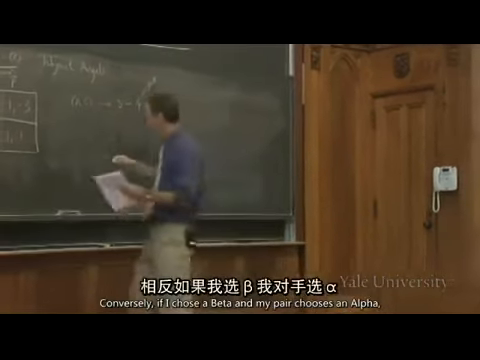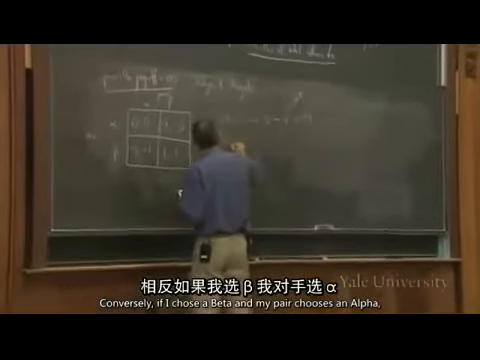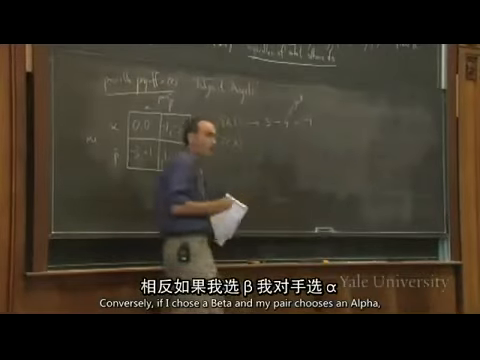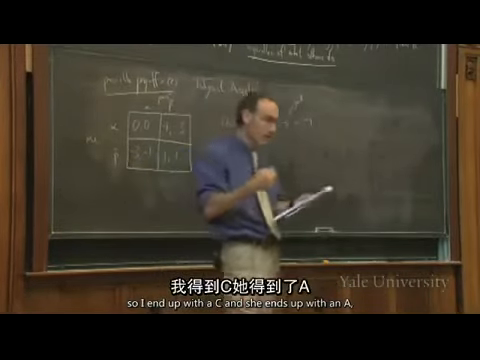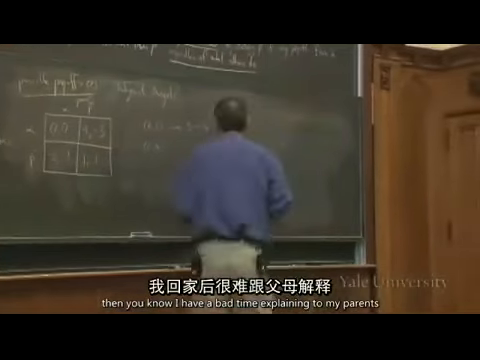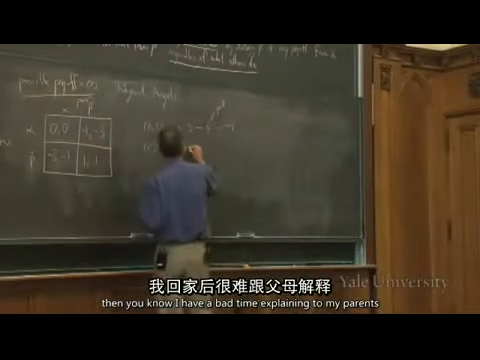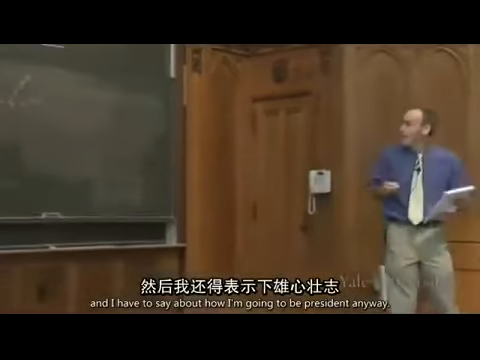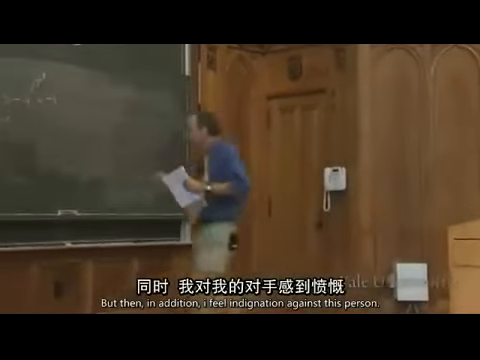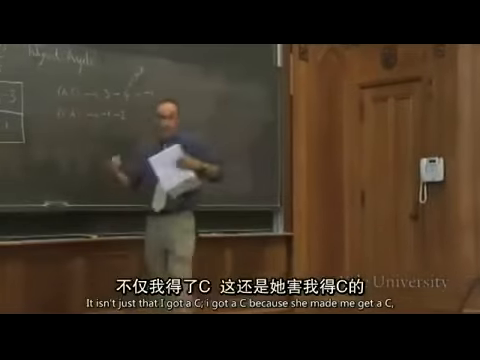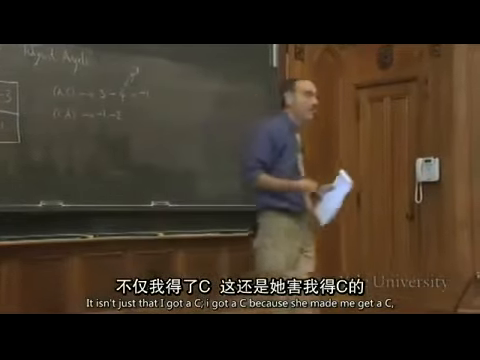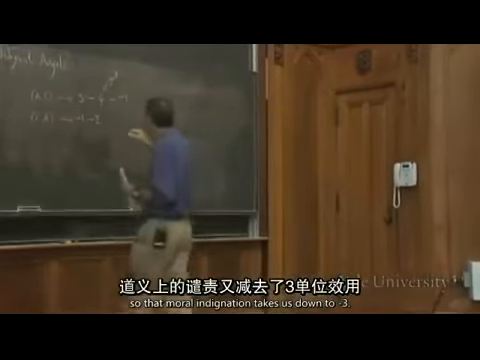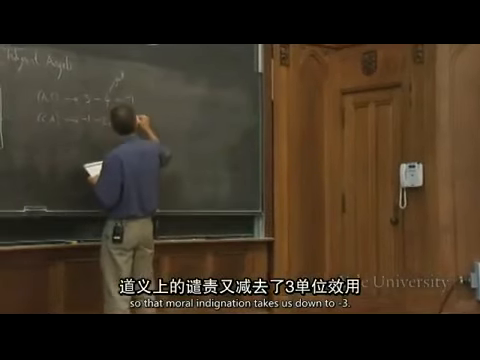All right? Conversely, if I chose beta and my pair chose alpha, so I end up with a C and she ends up with an A, then I have a bad time explaining to my parents why I got a C in this class, and I have to say how I'm going to be president anyway. But then in addition, I feel indignation against this person. It isn't just that I got a C. I got a C because she made me get a C. All right? So that moral indignation takes us down to -3.